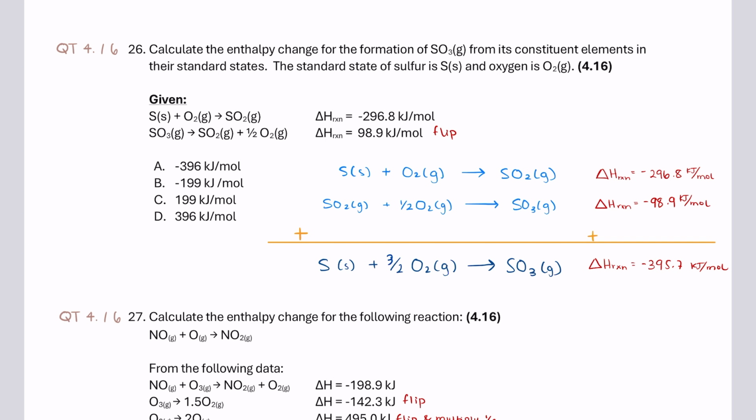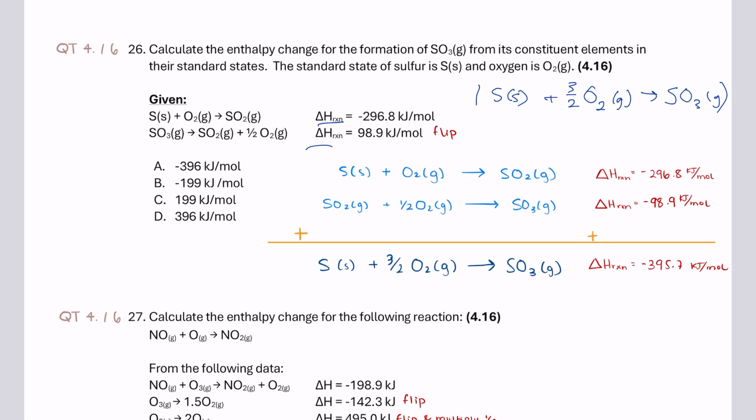So keeping that in mind, we're told that the standard state of sulfur is solid sulfur, and the standard state of oxygen is diatomic oxygen gas. And the formation reaction we're interested in is 1 mole of solid sulfur plus 3/2 moles of oxygen gas give us 1 mole of sulfur trioxide gas. Then we're given these two reactions to work with. And alongside these two reactions, we have their associated enthalpy changes.